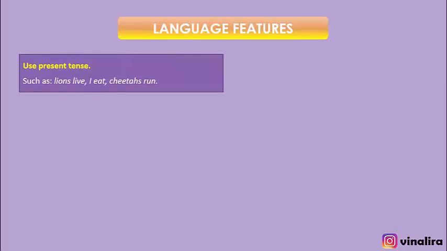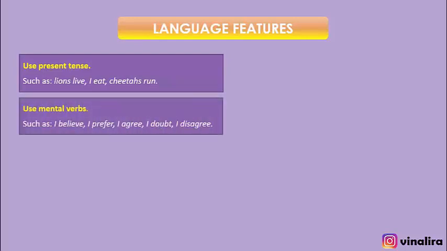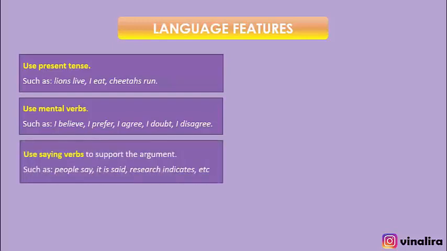There are several language features in this type of text that you need to know. The first one is use present tense, such as lions live, I eat, cheetahs run. Second, use mental verbs, such as I believe, I prefer, I agree, I doubt, I disagree. And then use saying verbs to support the argument, such as people say, it is said, research indicates, etc.